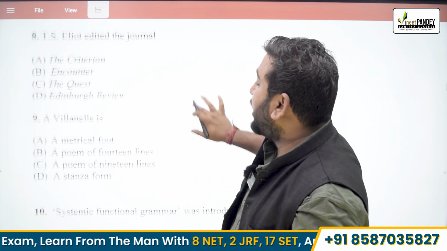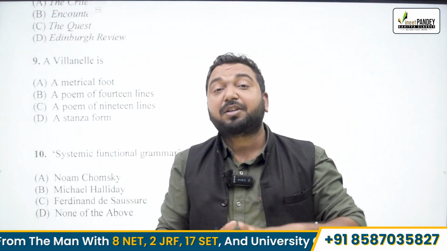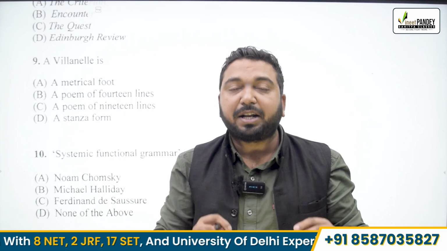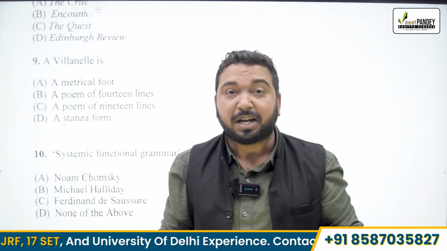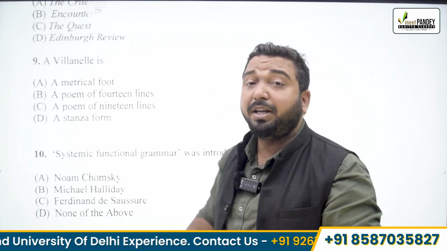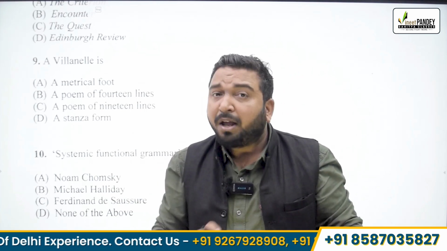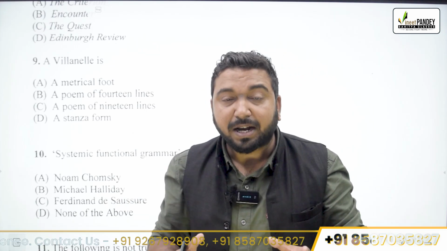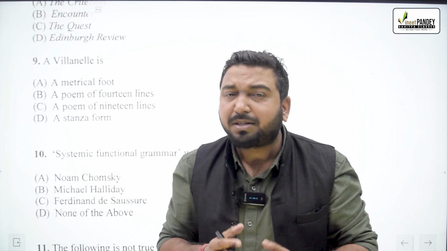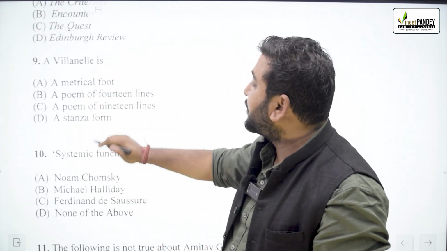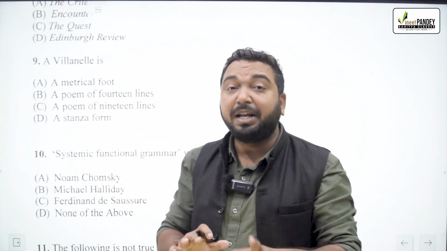Then, a villanelle. See, a villanelle is technically a poetry style, a 19-line poem using tercet stanzas. So technically this question is a kind of unique question because there are hundreds of writing styles, hundreds of patterns. They have asked about haiku, they have asked about drama. So these kinds of questions can be asked. This time villanelle is the question which has been asked. The poem has 19 lines.